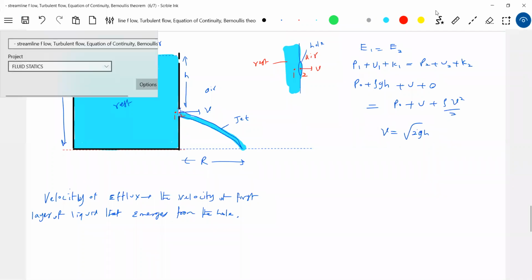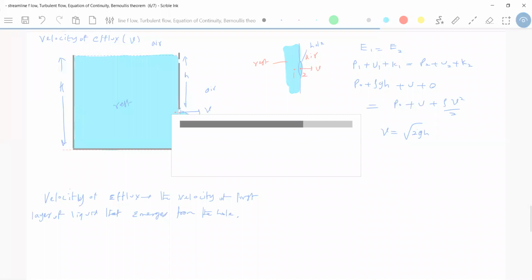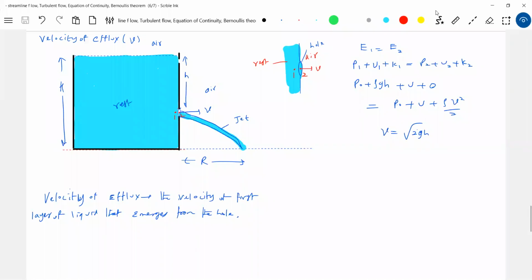Okay, don't just fight with the word efflux. If you're finding it very difficult to digest, just call it the velocity of the first layer of liquid the moment you open the hole. It is equal to how much? Root of 2gh. What will happen to this layer? It will traverse in air and it will strike the ground. So continuously, if the hole is kept open, the liquid will come out, and we'll call that a jet.